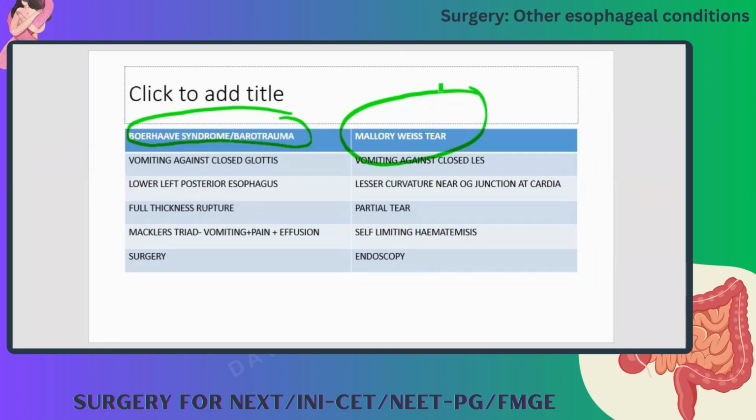Just concentrate here. This is Boerhaave syndrome or barotrauma. And Mallory-Weiss tear is something related to the stomach. This is related to the esophagus, and this is something related to the stomach. But I have brought both of them together so that you can remember easily. So what is this Boerhaave syndrome? Suppose the patient is vomiting against a closed glottis. What will happen if you are vomiting forcefully? Just tell me.